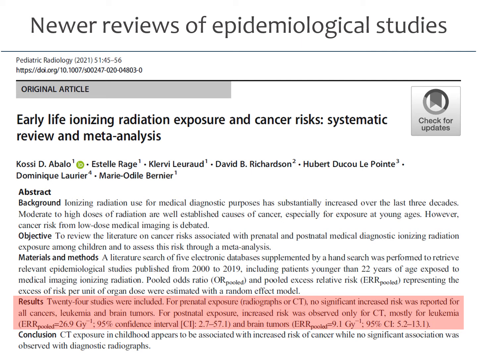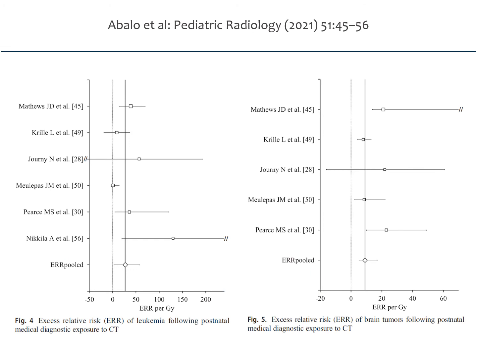Finally, this is an even more recent review concerning, again, pediatric populations, and this study has also performed a meta-analysis of the 24 reviewed studies. This study reviews both prenatal and postnatal exposures, CT scans and radiographs, and the meta-analysis showed no significant increased cancer risk for prenatal exposures. For postnatal exposures, increased risks of leukemia and brain tumors were observed only for the CT scans and not for the radiographs. And these are the corresponding diagrams for the excess relative risk for leukemia and for brain tumors.